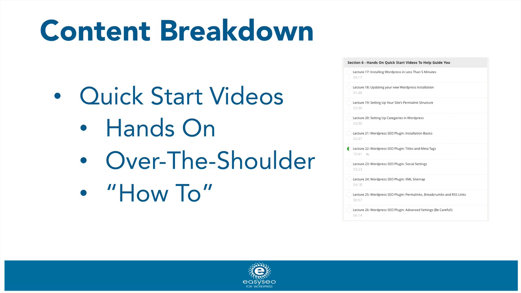So again, with the breakdown, we have a few different types of video sections. We have our quick start sections, which are very hands-on. That's over the shoulder type stuff. You're watching me actually do it. So in the lectures, you can see in section 6, we've got how do I set up my site permalink structure using the Yoast SEO plugin for WordPress. So you actually can see how to do that. That's a how-to section.